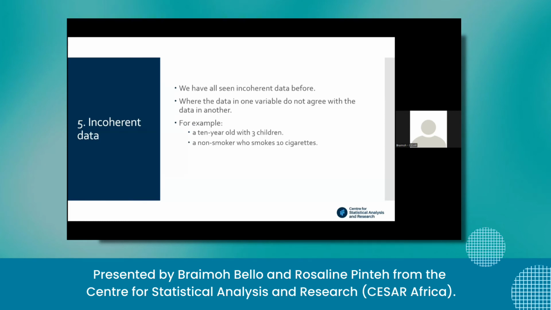We have all seen incoherent data before, where data in one variable do not agree with data in another. You've probably seen data where a 10-year-old said they have 3 children. In one question, under age, they said they are 10 years. In another question, down the line in the tool, they say they have 3 children or they are in grade 12. Another example is somebody who said they are a non-smoker in one question. In the very next question, they now say they smoke 10 cigarettes. How do you deal with that?